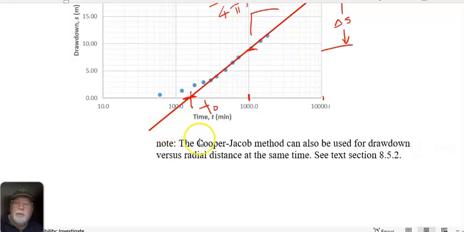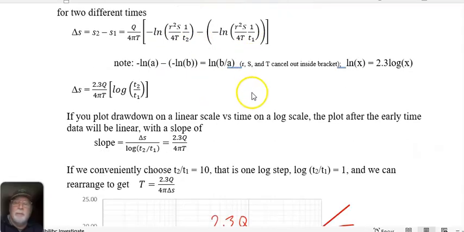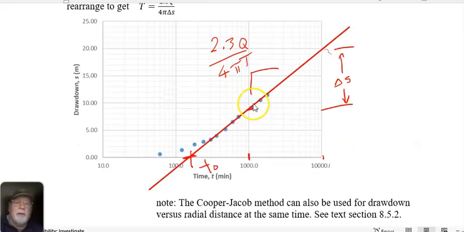In the text, he also mentions that the Cooper-Jacob method can be used for drawdown versus radial distance. So if I go up to this equation and I keep the same time, the time cancels out. But if I have different radii, then I have a similar equation for radius. And you also might see, so this is 0 drawdown up to 25 feet drawdown, you might see this plotted at 0 down to minus 25 feet. So have drawdown as negative. Then it's the same thing. It's just that instead of this going up, it goes down. So there's a couple different variations on it.